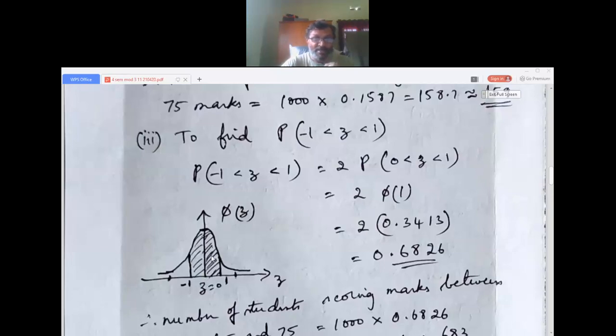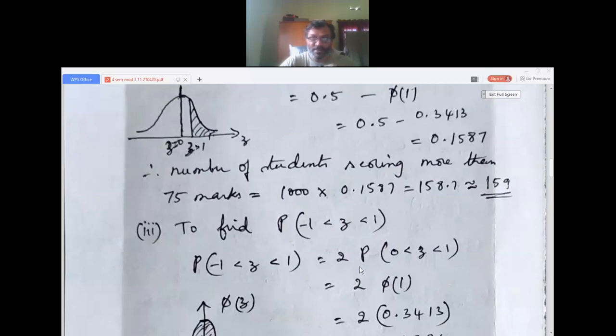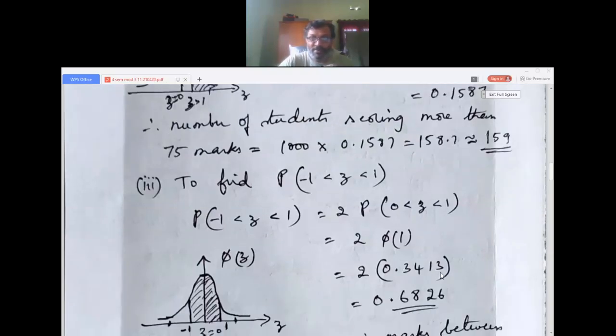Both are symmetric. So P of minus 1 less than z less than 1 can be taken as 2 times P of z in between 0 and 1. Here z equal to 0 is like a mirror, so minus 1 to z equals 0 is the same as z equals 0 to 1. So the total area can be taken as 2 times P of 0 less than z less than 1, that is 2 into phi of 1. And phi of 1 from the table is 0.3413. When you multiply, you get 0.6826.